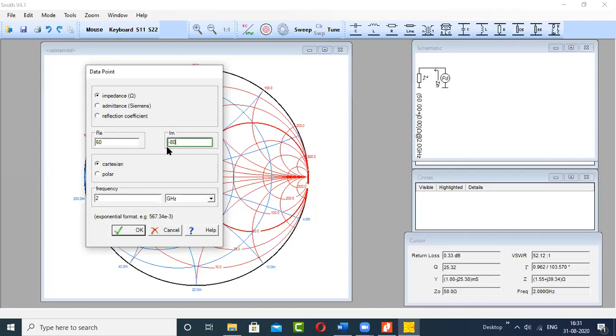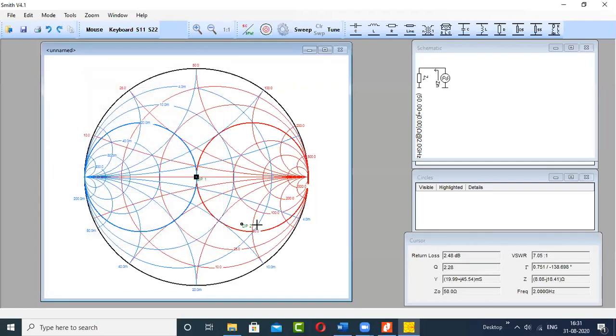Now click, and remember that when you're feeding imaginary information like reactance, do not put J there. It's already declared that it is imaginary. J specifies that it is an imaginary term, and already it is written here as imaginary. So do not write J. Now click OK. So it is coming somewhere here.